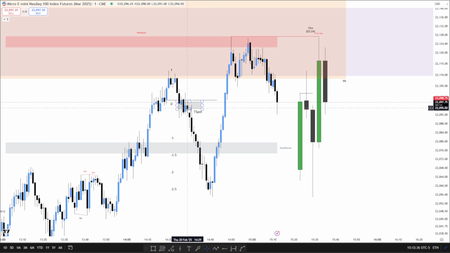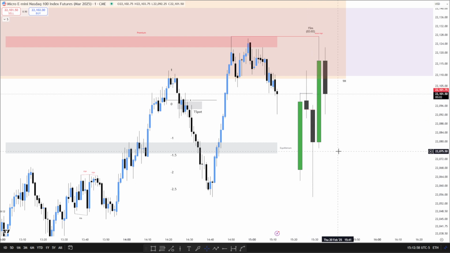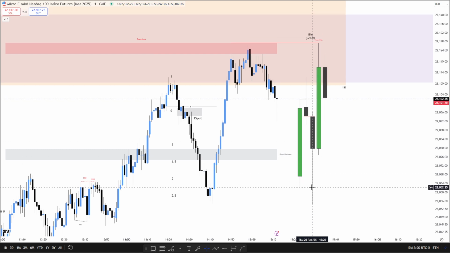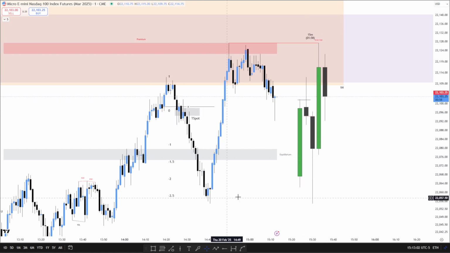You can see how it respected the T-spot, which is essentially the 50% EQ area of this candle, just as long as it respects that area. The next candle is what I'm referring to, as long as it respects the 50% area and doesn't go over it or close over it and continue down. That's essentially what all this is right here.